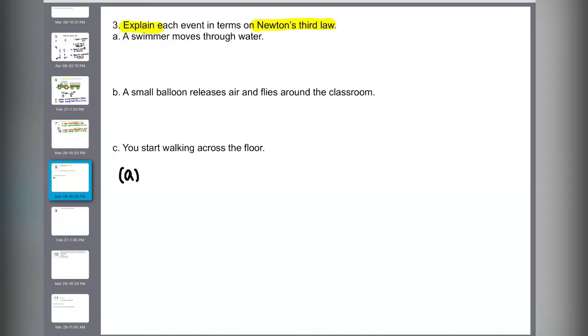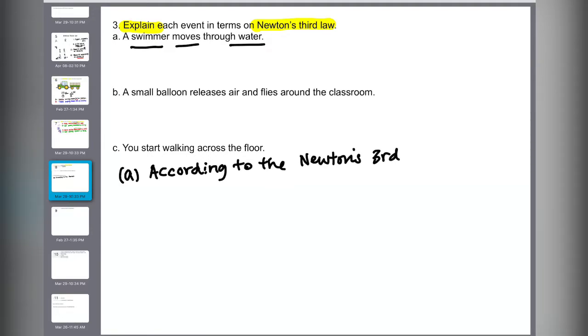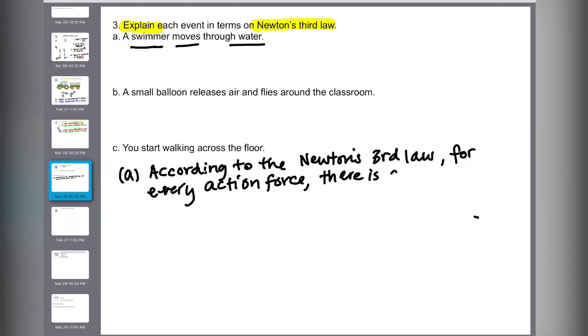at the bottom. It tells you a swimmer is moving through the water. So you would probably start off with, according to Newton's third law, for every action force, there is an equal and opposite reaction force.